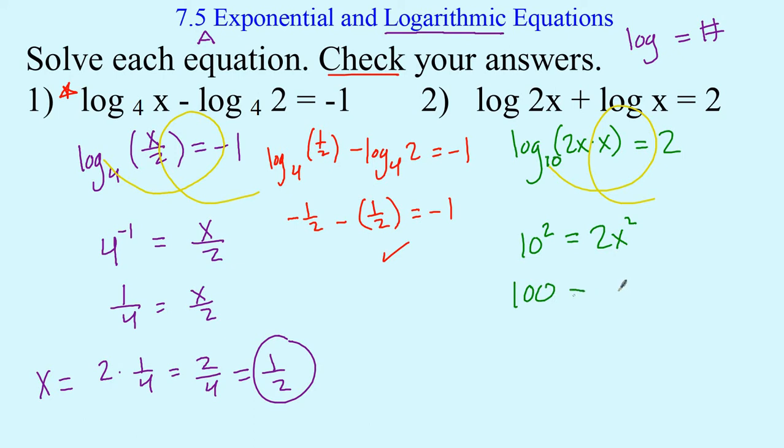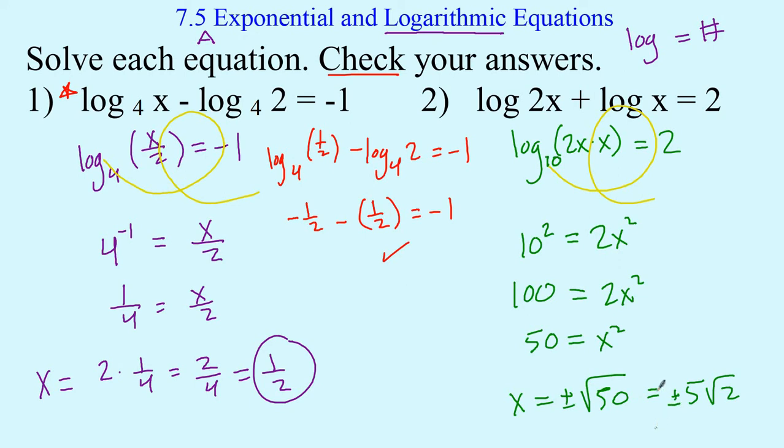So we have 100 equals 2x squared. So 50 equals x squared. So x equals the square root of 50. You reduce that, you get 5 square roots of 2. What did we forget? Technically speaking, whenever you take the square root, you've got to do plus or minus. I've always told you that. So there are 2 answers.